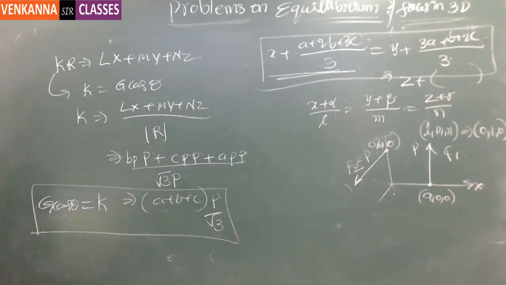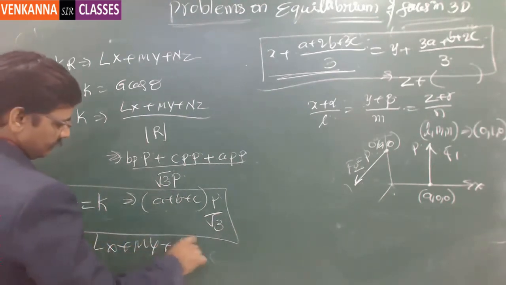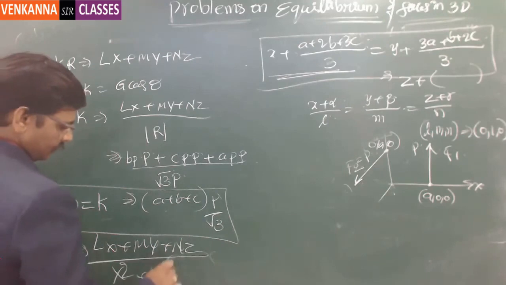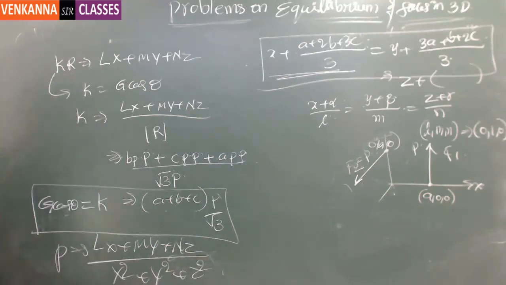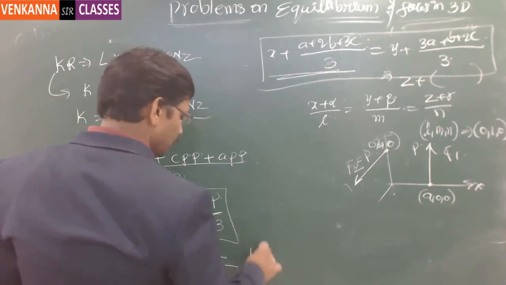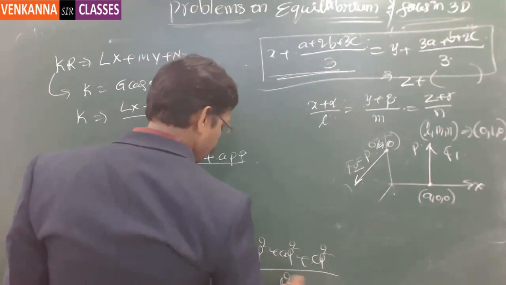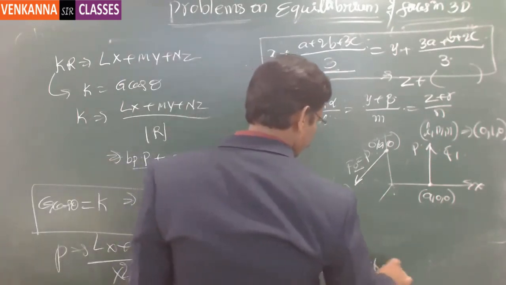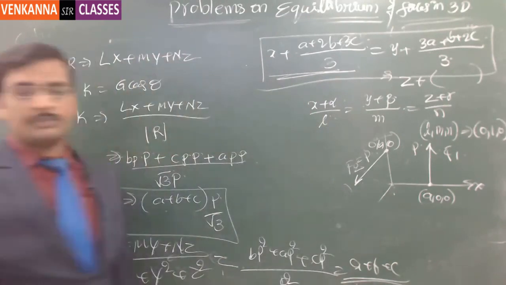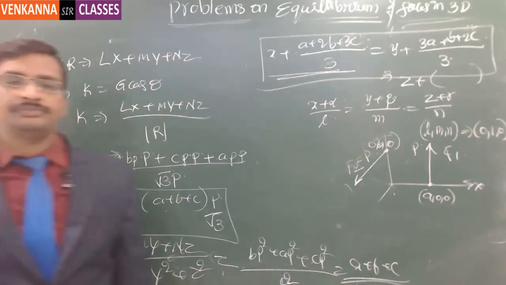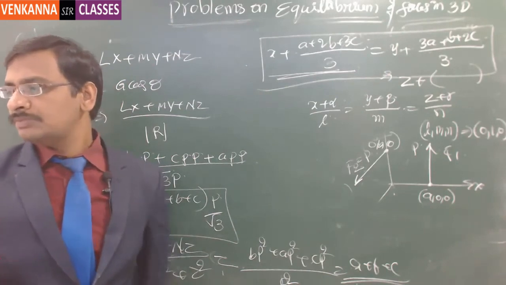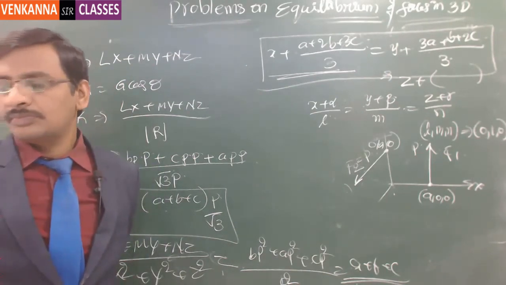Got it? And the pitch of the wrench, if you want to calculate, is (L x plus M y plus N z) divided by (x square plus y square plus z square). This is the pitch of the wrench. So this is (B P square plus A P square plus C P square) divided by P square, which is equal to A plus B plus C. So this is the pitch of the wrench. Clear? Got it? Any questions on this? Any questions?